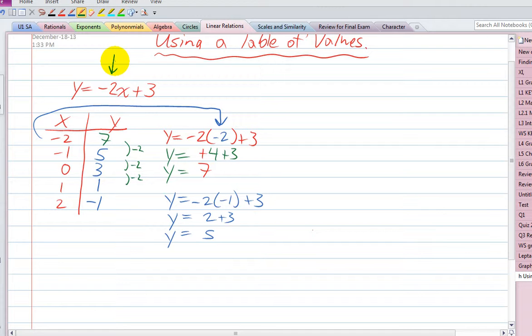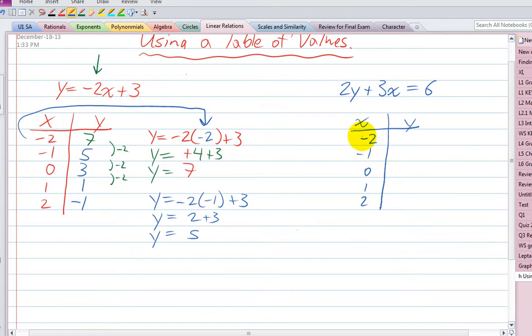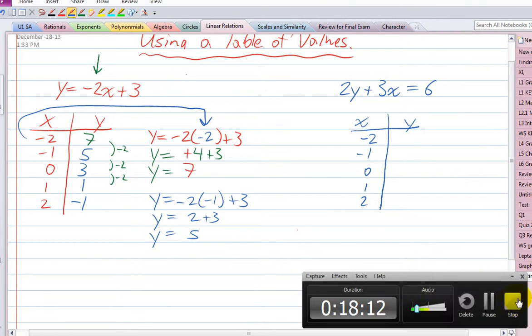Let's do 2y plus 3x equals 6. Use -2, -1, 0, 1, and 2. Now they'll tell you to use different numbers in the worksheet, which is good. Just use whatever numbers they tell you to. Please now do your math, find your y. It should be -2, by the way. -2, -1, 0, 1, 2. Go ahead, do your math. Show your work.